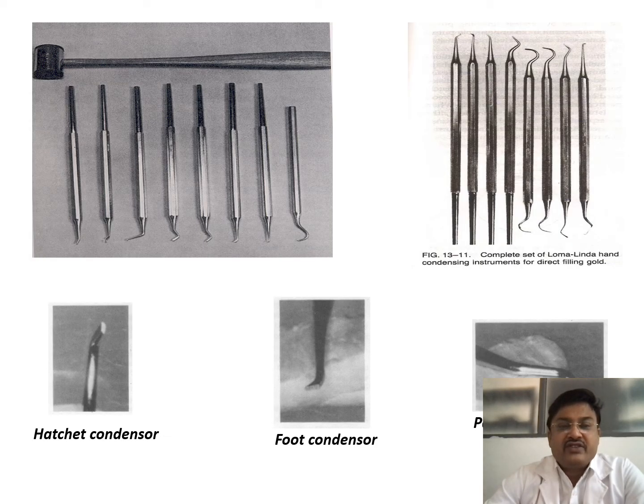These are the different kinds of condensers which are present. You can see the pictures wherein all the condensers are placed in an order. Complete set of Loma Linda hand condensing instruments of direct filling gold. These are the set of hand condensing instruments. There is a hatchet condenser, you can see the face of the hatchet. Foot condenser, you can see the face of the foot condenser.